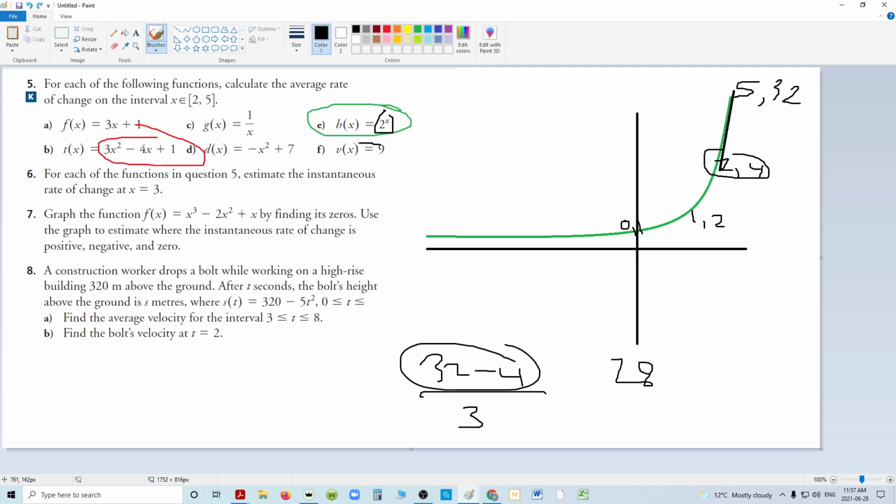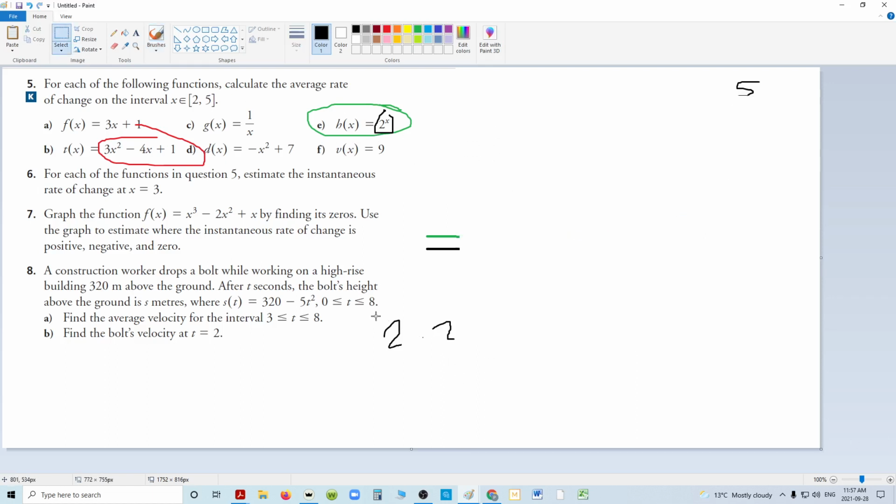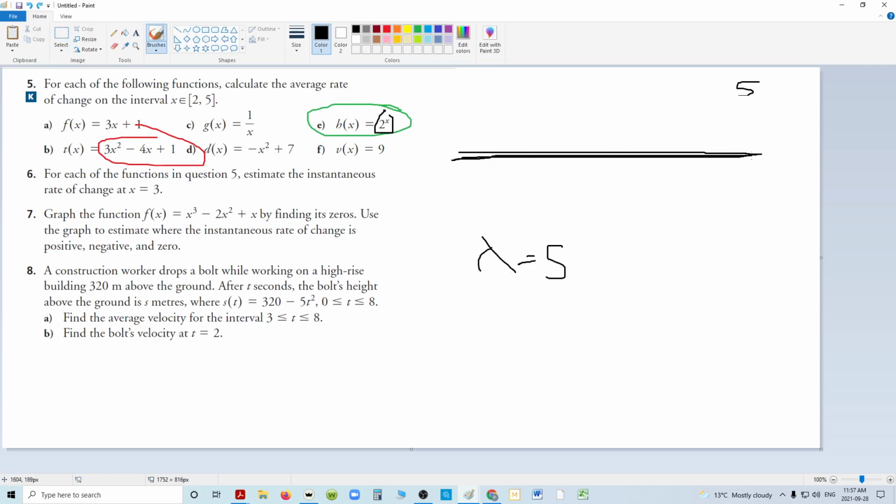And this last one, you say, well, what the hell's that? That's y is equal to 9. What does that mean? Well, x equal to any number is a vertical line, and y equaling every number is a horizontal line. And what's the slope of any horizontal line? 0. So the average rate of change, just like any line, is the slope, which is 0.